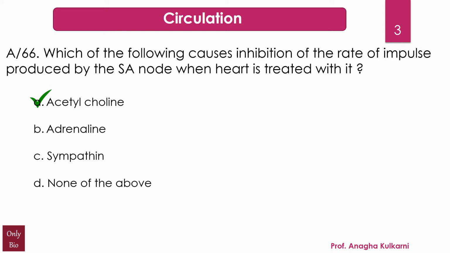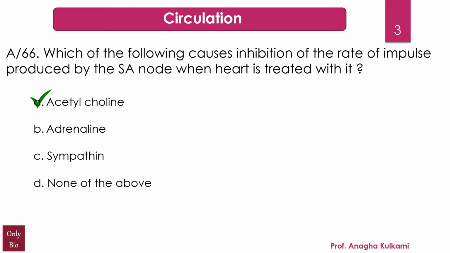Now the option B, adrenaline. You might be remembering that adrenaline is released as a response to fear or stress or excitement or shock kind of a factor. It's a hormone which has a direct effect on the SA node and it increases the heart rate. That is just to prepare the body for any physical activity.